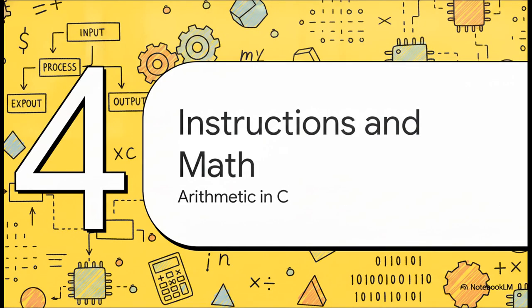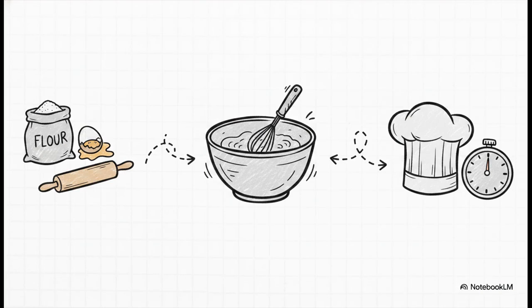All right, let's wrap things up with Section 4, Instructions and Math in C. Writing a program is honestly exactly like writing a recipe. It's just a sequence of instructions designed to get a specific result. First off, you have type declarations. This is essentially where you gather your ingredients, telling the computer exactly what variables you need.